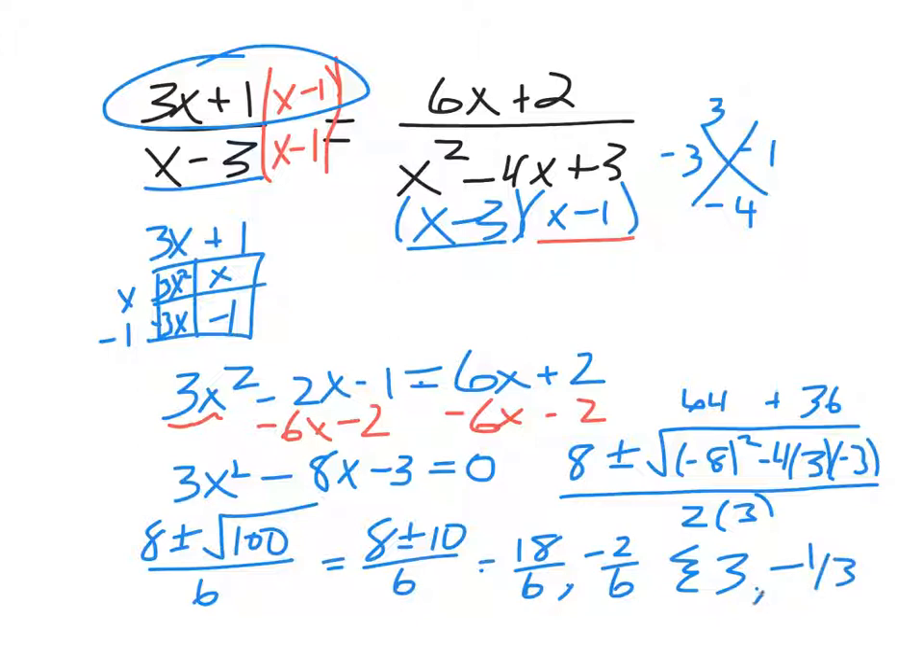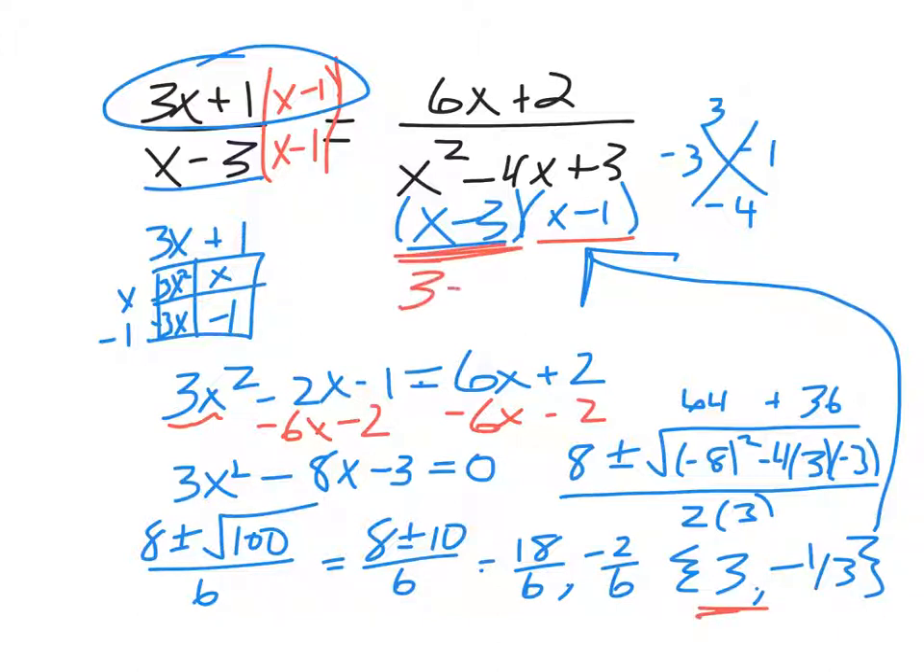But what's my last step? I always need to check these in the original. Now look, if I plugged in 3, what would I get here? I would have 3 minus 3, which gives you 0. So that solution doesn't work. My negative 1/3 will work.